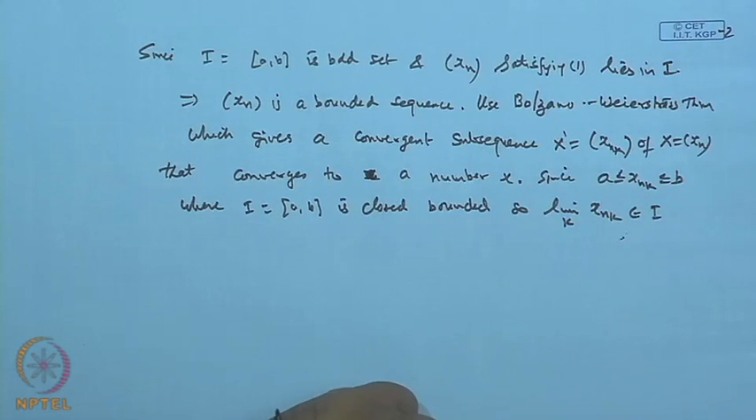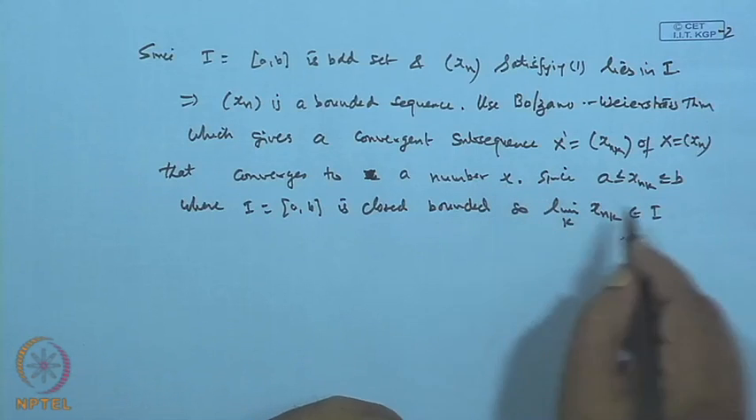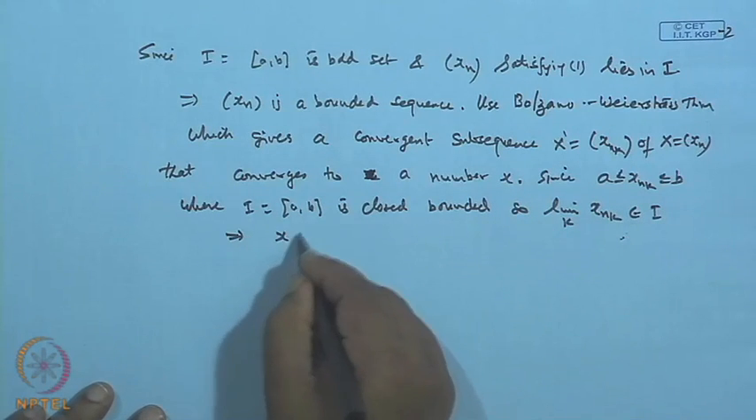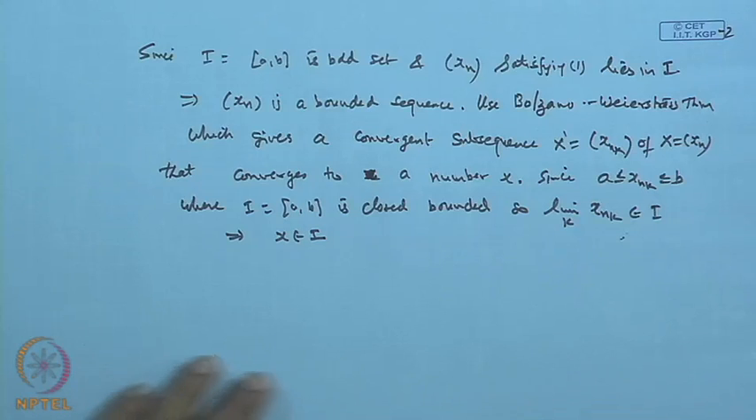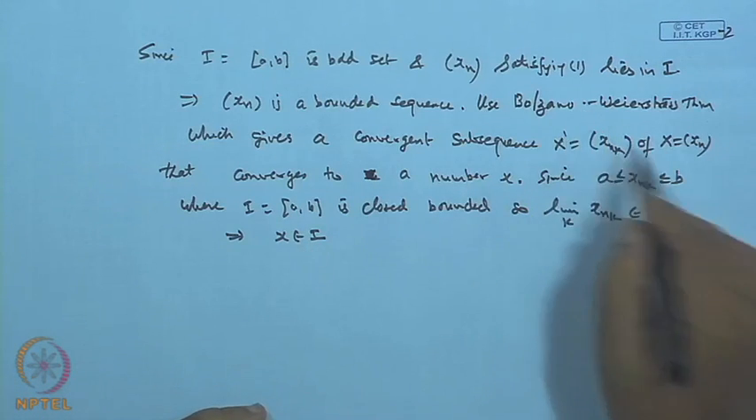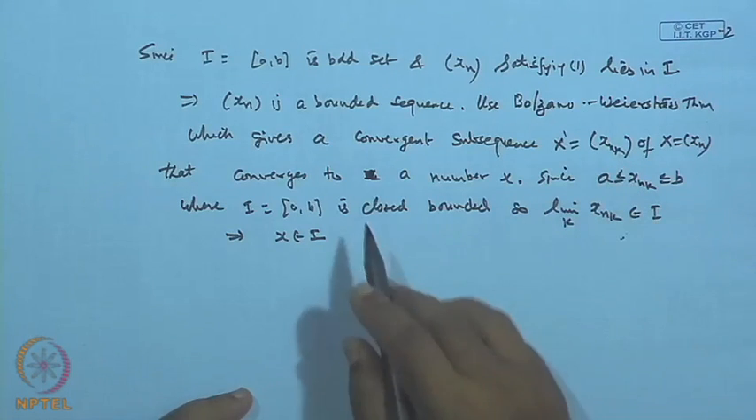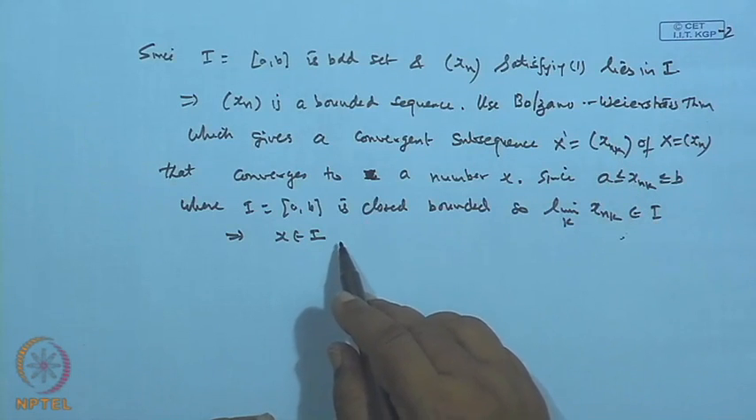Okay. But this limit point is x. So, this shows that x belongs to I. So, what we get is that the sequence x_{n_k} has a subsequence which is convergent and the limit point belongs to I.